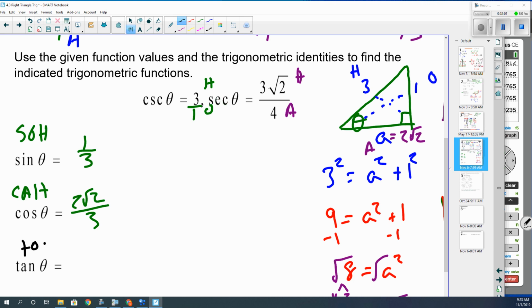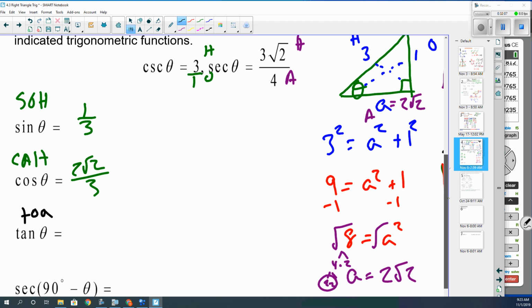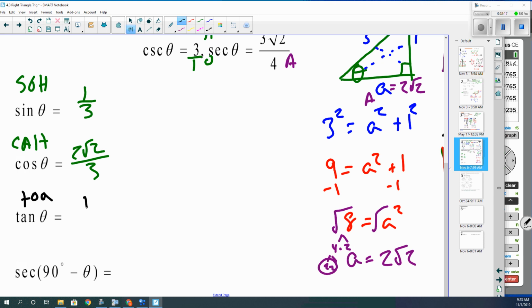Tangent, TOA. Opposite over adjacent. My opposite is labeled as a 1, my adjacent as a 2 root 2. So 1 over 2 root 2, but we don't like roots in the denominator. So then I multiply the numerator and denominator by root 2. Root 2 over 2 times 2, 4. So root 2 over 4.